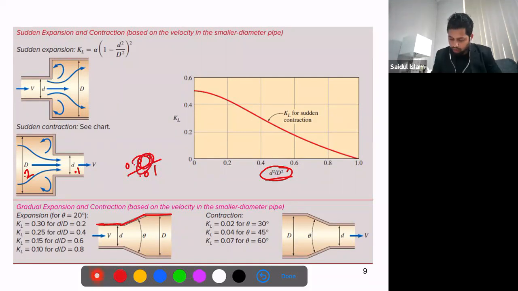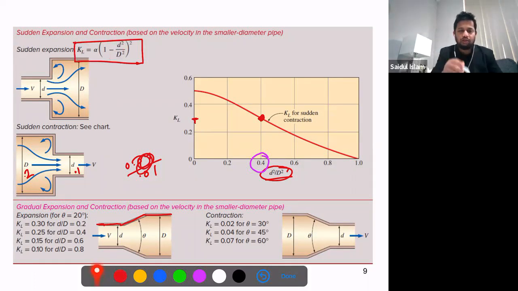So let's say, for example, this is 0.4, just for example, okay? The 0.4 means you have this point. And your loss coefficient should be somewhere here, isn't it? So what you can do, you can calculate it, and you can do some interpolation. You can get the KL from here if it is sudden contraction. If we get a question, I will use these values, and I will show you how to do all these interpolations. If it is sudden expansion, then it is easier. You just need to use this formula, and you can simply calculate the loss coefficient.